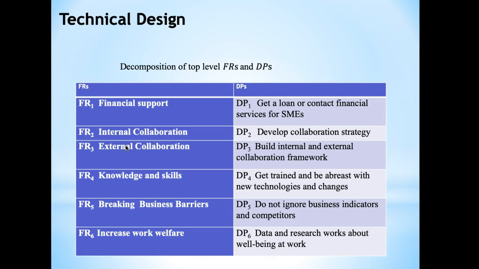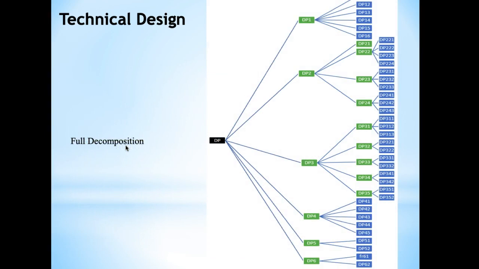Now, it happens that these design parameters are not yet able to satisfy the need of the customer. So what we do is proceed by zigzagging. That is, we come down and decompose FR1 further. And this is what is seen here.